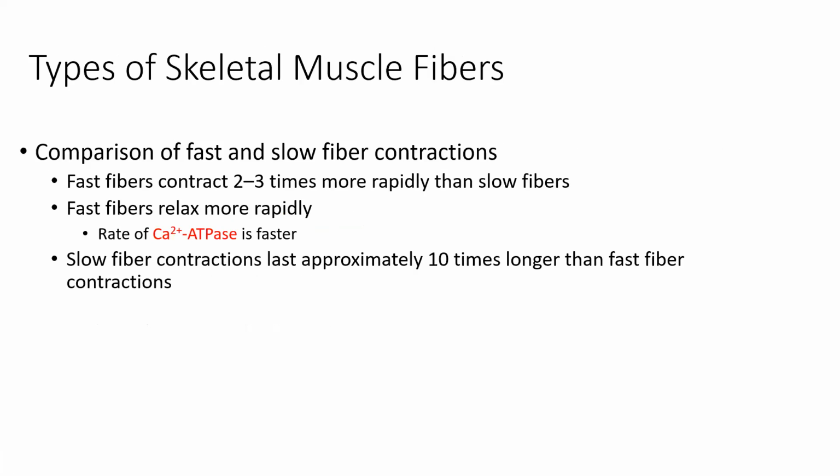And so we can compare the rate of fast and slow fiber contractions. So a fast fiber can contract 2 to 3 times more rapidly than slow fibers. And they also have a rate of relaxation that is faster than slow fibers. So we talked about this a little bit earlier when we spoke about the calcium ATPase and the role of pumping that calcium back into the sarcoplasmic reticulum as a way to clear the sarcoplasm of calcium and as a way to relax the muscle. And if the muscle can relax faster because it has a faster calcium ATPase rate, then it can also contract more rapidly. And so a fast fiber not only has a faster myosin ATPase and can form cross-bridge cycles more rapidly, but it's also got a faster calcium ATPase and it can clear the sarcoplasm and relax more rapidly as well.